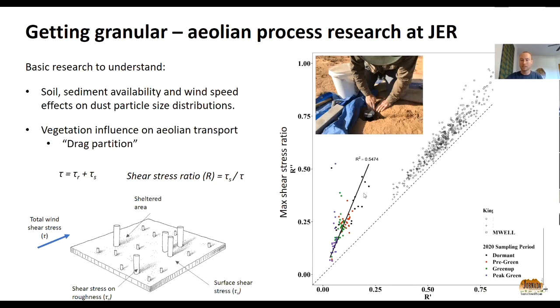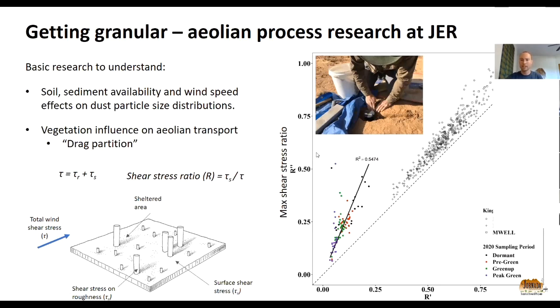So this graph essentially shows what the key outcome of these measurements are. Each of these points in the bottom left here are our measurements. And each point represents a daily area average of the effect of the vegetation on the wind.